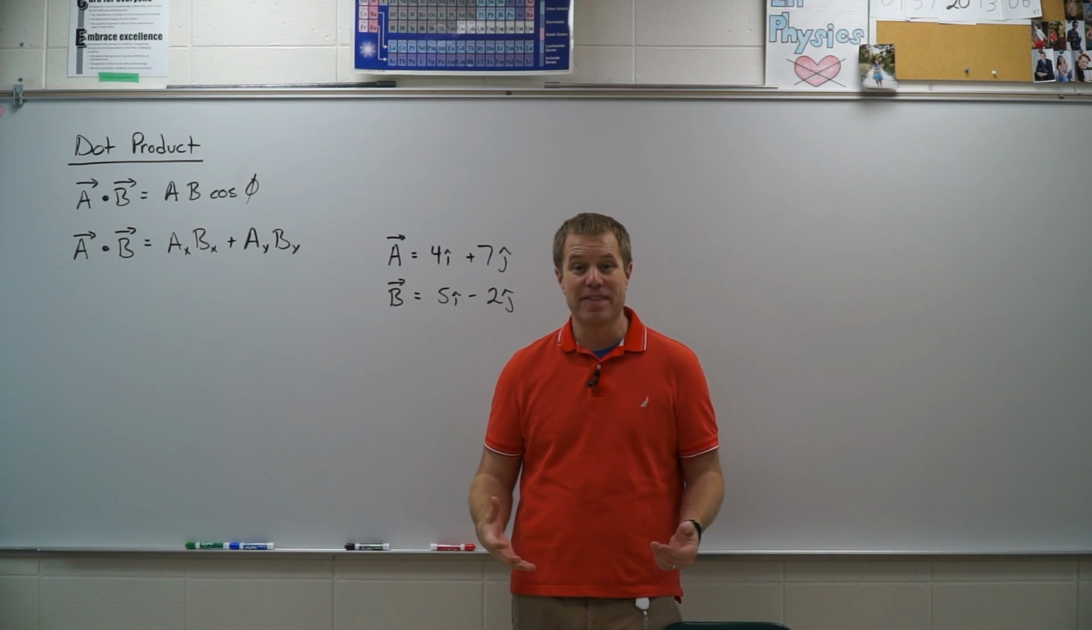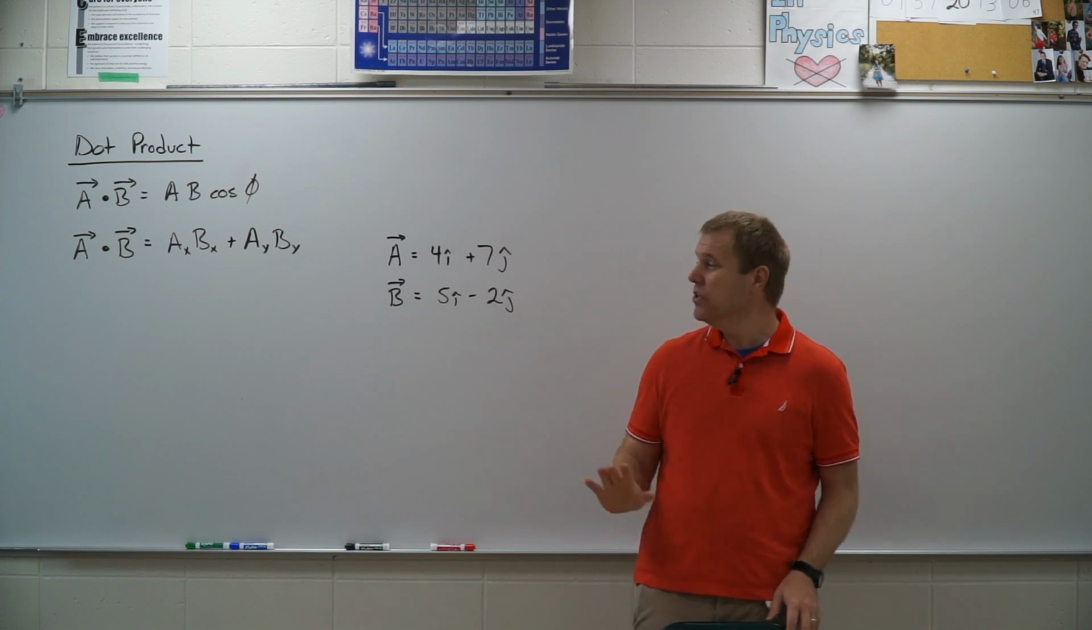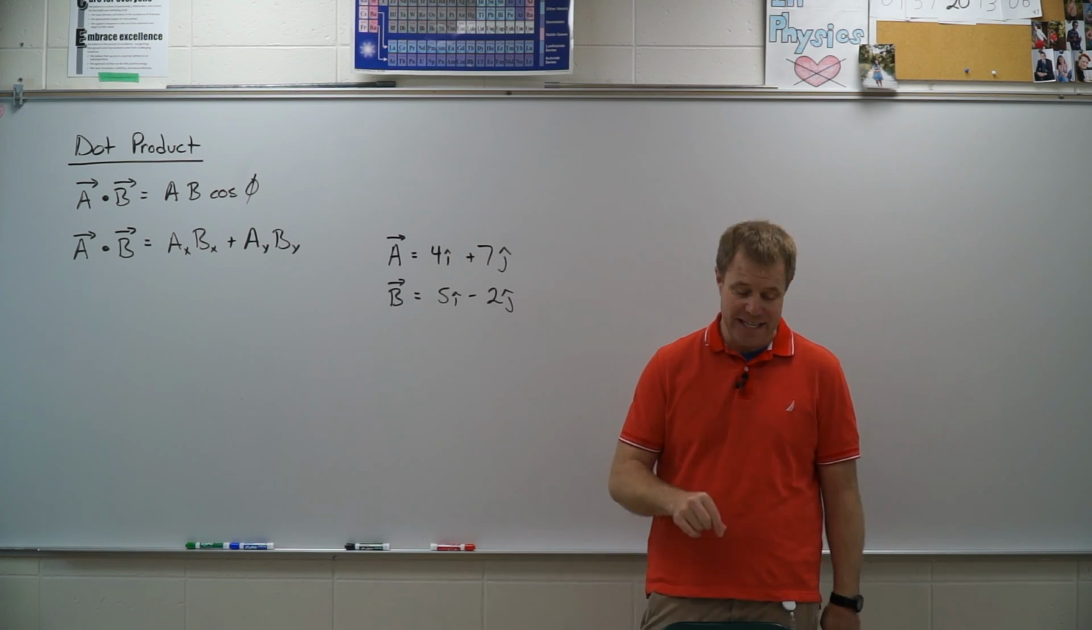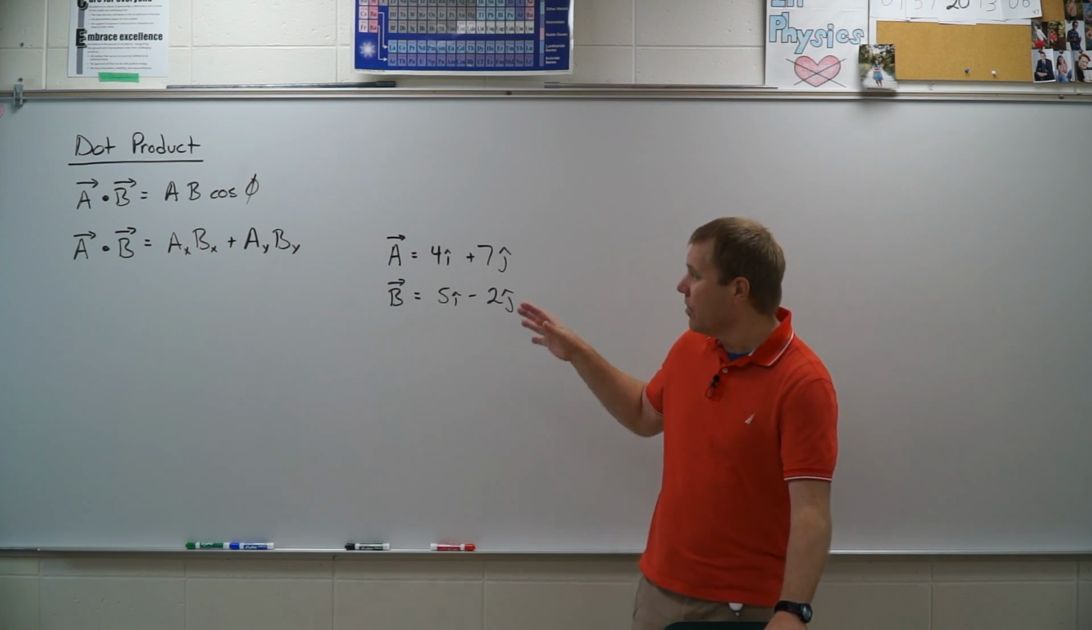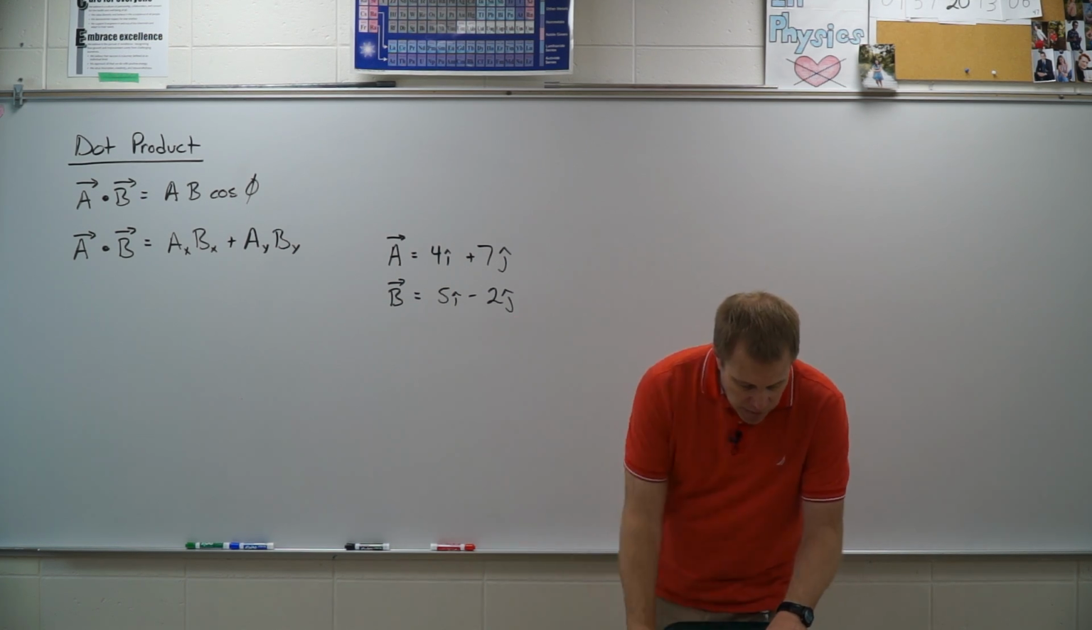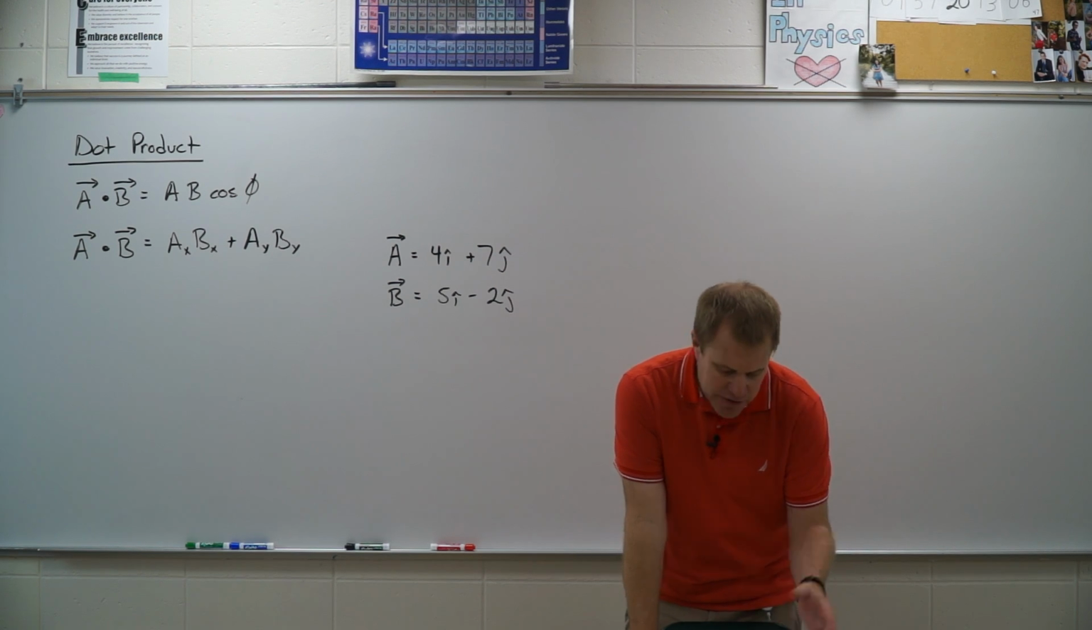Let's try an example with this dot product stuff. So we're going to do example 1.46. It says, find the scalar product, also known as the dot product, of the two vectors a and b given in the exercise previously. They're listed below, and find the angle between those two vectors.